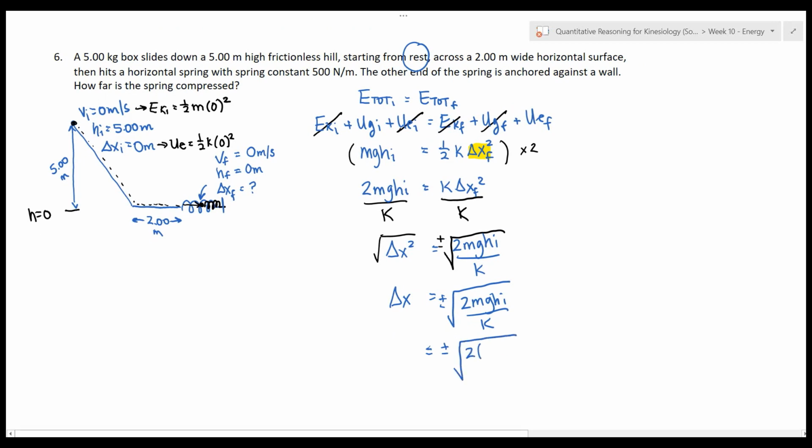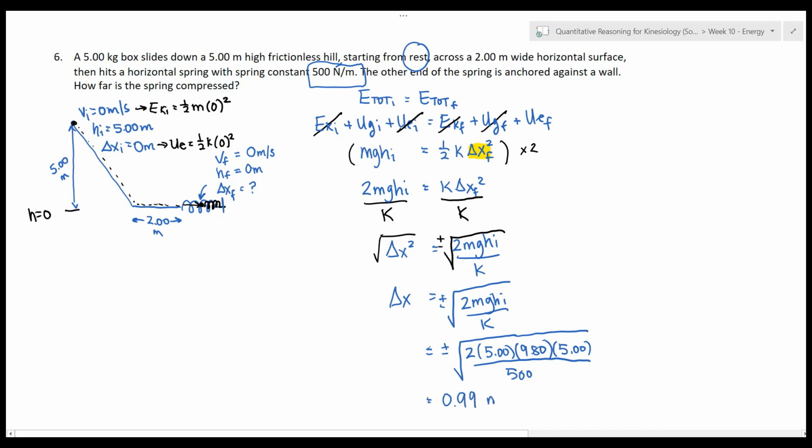The mass was 5 kilograms. g is 9.8. h initial was 5 meters, over k, which is the spring constant, and it tells us in the question the spring constant is 500 newtons per meter. Now I'm just going to type that onto my calculator. Square root of 2 times 5 times 9.8 times 5 divided by 500, and I get 0.99.